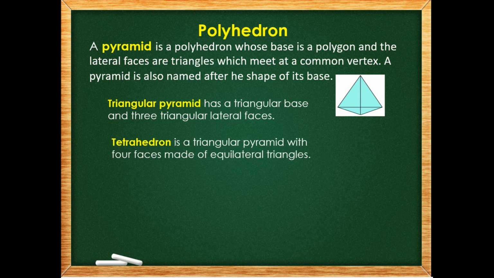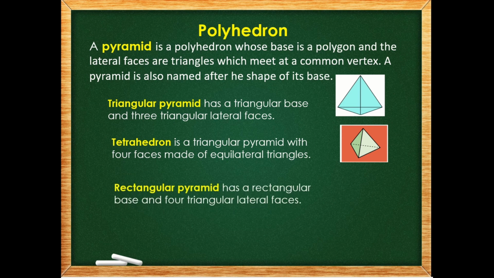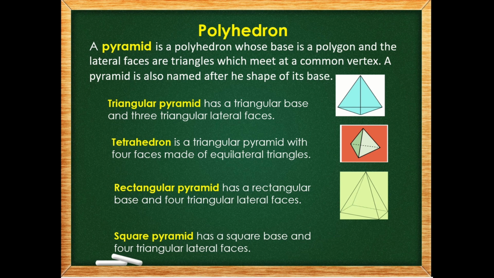Tetrahedron is a triangular pyramid with 4 faces made of equilateral triangles. This is an example of a tetrahedron. Next example of a pyramid is a rectangular pyramid, which has a rectangular base and 4 triangular lateral faces. This is an example of a rectangular pyramid. Another type is a square pyramid that has a square base and 4 triangular lateral faces. This is an example of a square pyramid.